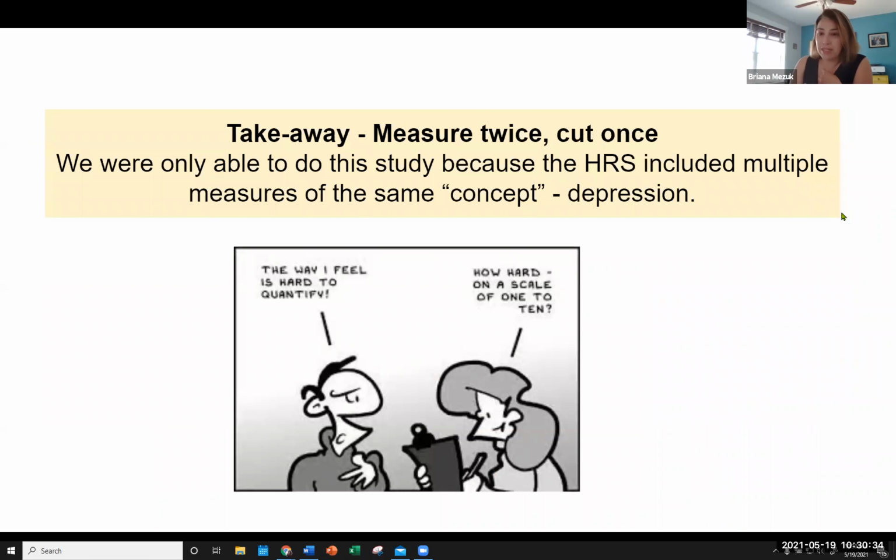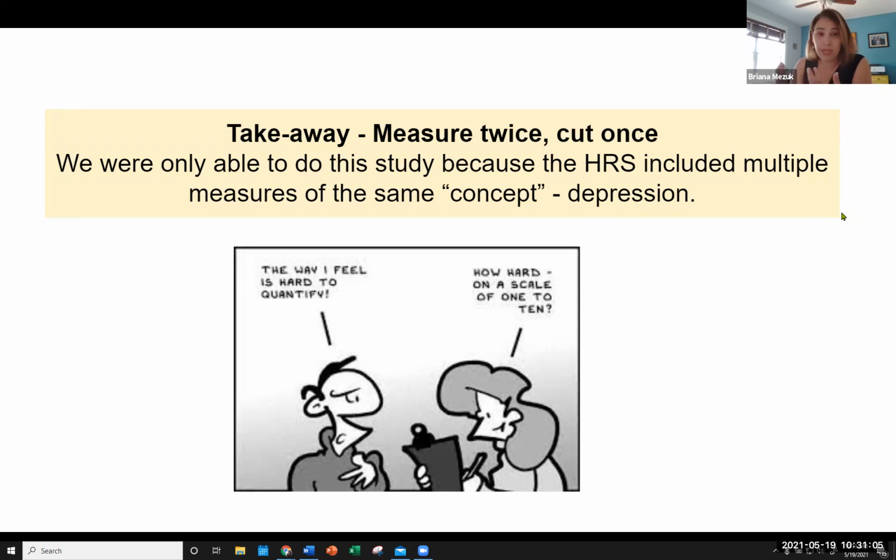The other thing I want to say about measurement in general is that you should measure twice, cut once, for those of you who do woodworking or sewing or anything like this. The only reason we were even able to do this study is because the HRS started a few years ago including a second measure of depression in its study, the CD. It had always had the CESD. And because it had multiple measures of the concept, we could actually look at this measurement problem. And so that's my takeaway message for you.